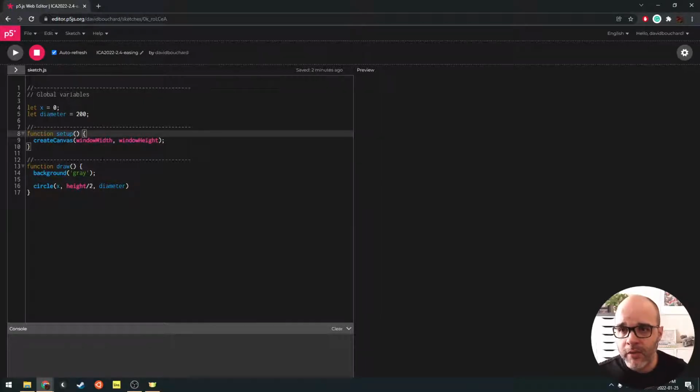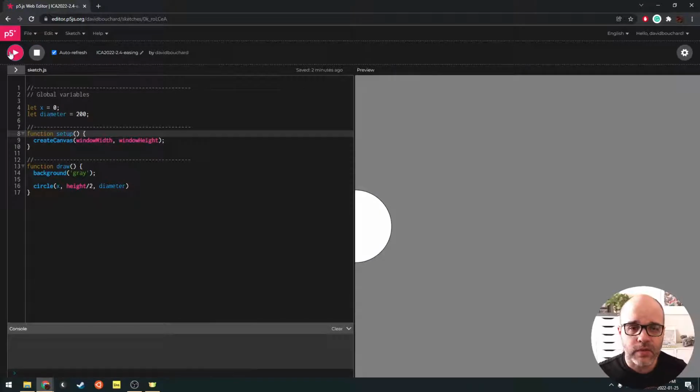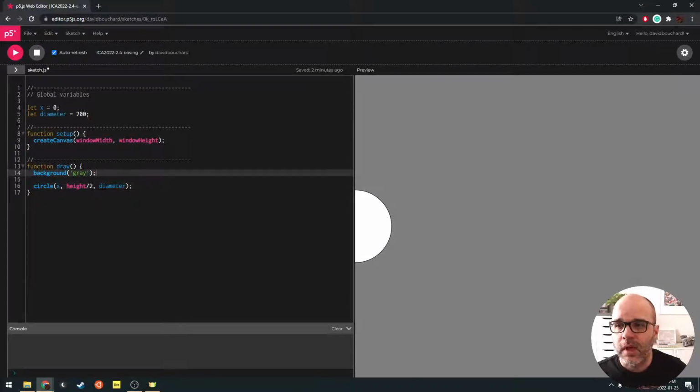So I've already gone ahead here and written a little bit of a program. This is similar to what we've done earlier this week, just to save some time. So we have two global variables, x and diameter. X is 0, diameter is 200. And then I'm simply using these variables to draw a circle over here.